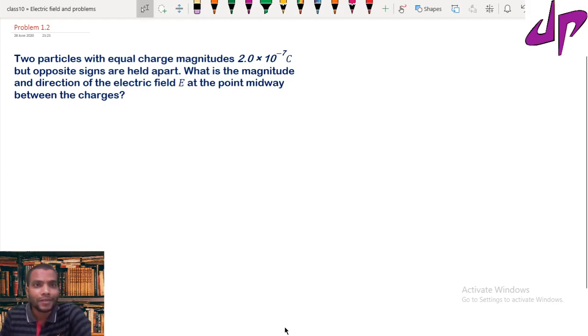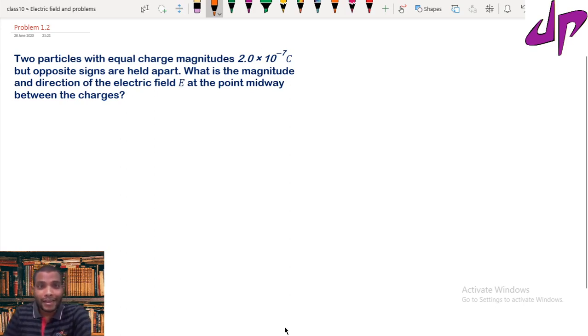Two particles with equal charge magnitude 2.0 times 10 power minus 7 coulomb, but opposite signs, are held apart. What is the magnitude and direction of the electric field E at the midway between the charges?